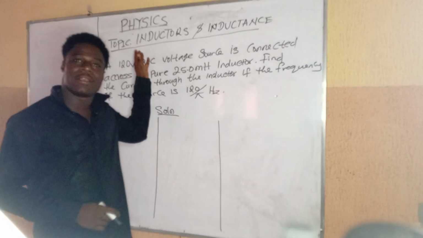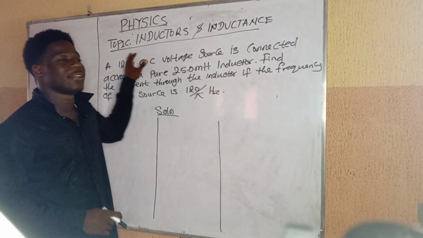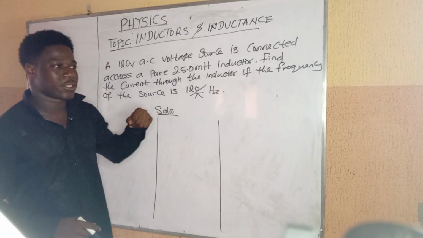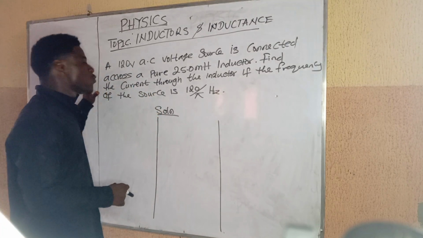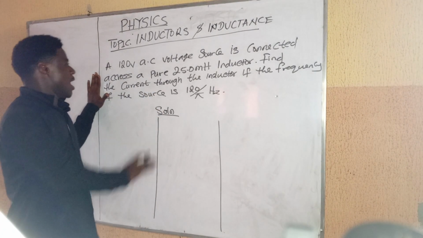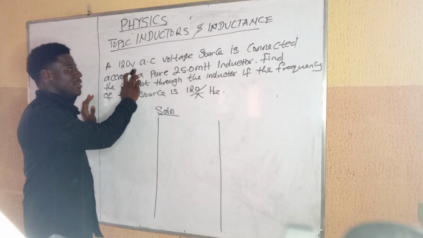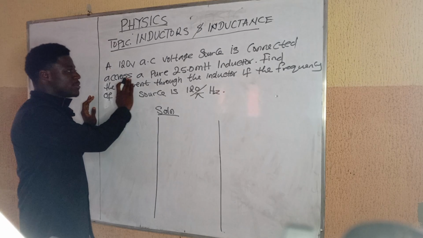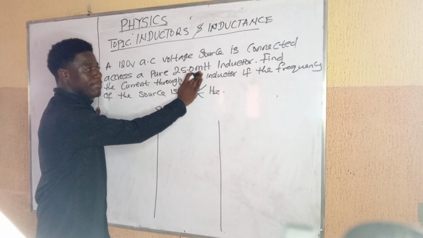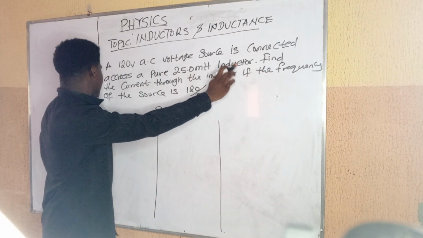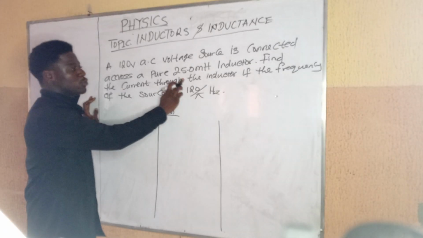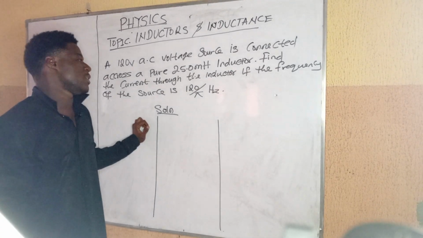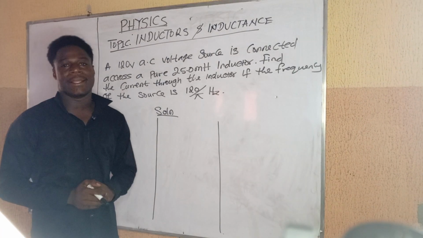Let's see what we have today in physics. The topic is inductors and inductance. Here is the question being posed: a 120-volt AC voltage source is connected across a pure 25 millihenry inductor. Find the current through the inductor if the frequency of the source is 120 over pi.